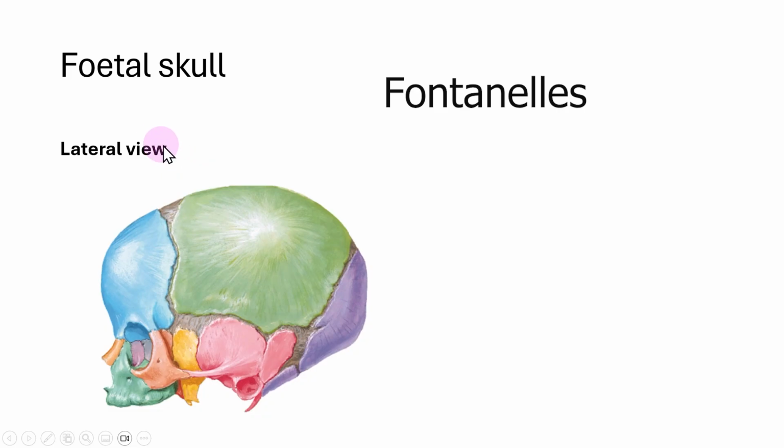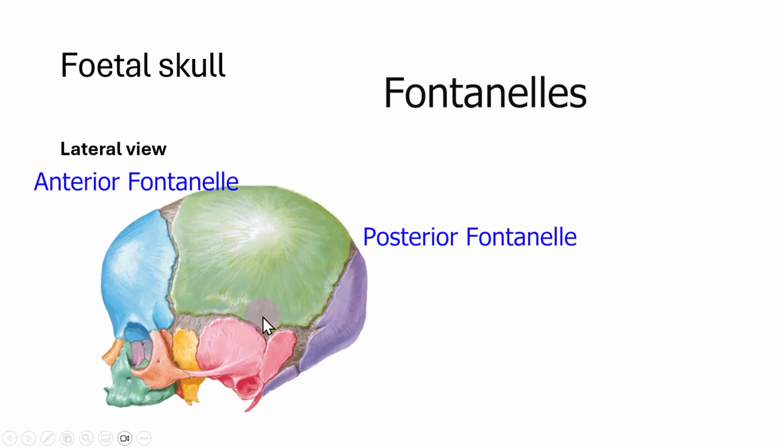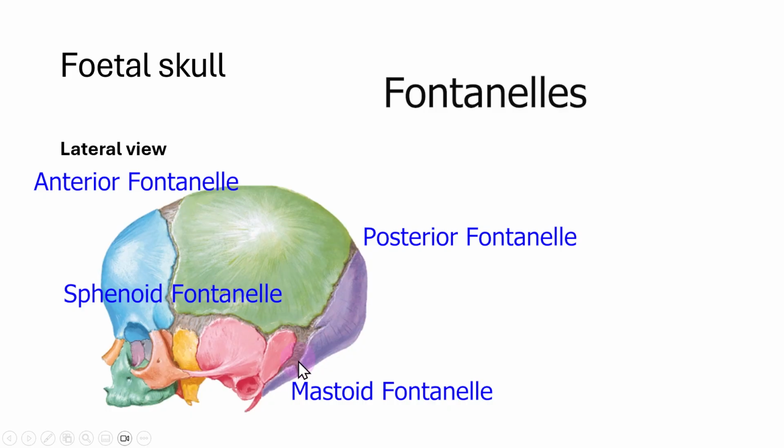So this is known as the anterior fontanelle. This is known as the posterior fontanelle. And you have two small fontanelles as well. This is known as the sphenoid fontanelle or the anterolateral fontanelle, and this is the posterolateral fontanelle, which is near the mastoid. So it is called the mastoid fontanelle.